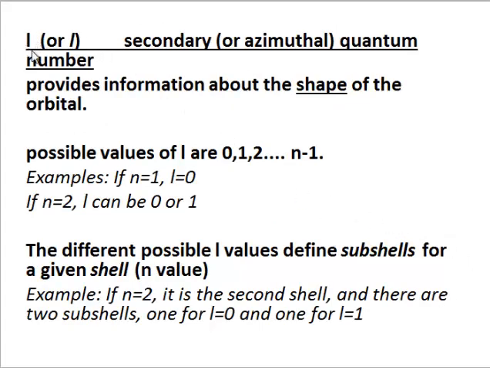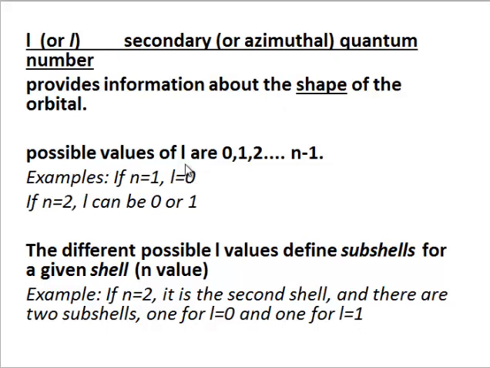However, there's also a quantum number l, or sometimes I will write an italic l to make it recognizable. This is called the secondary or azimuthal quantum number. What does azimuthal mean? You don't need to know for this course. What you do need to know is that it provides information about the shape of the orbital. And remember, the orbital talks about where the electron is likely to be. So this talks about the shape of space occupied by the electron.